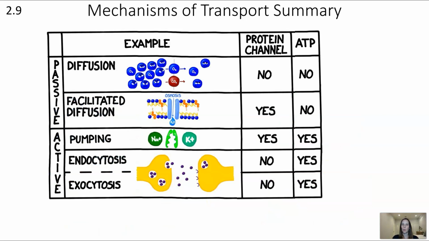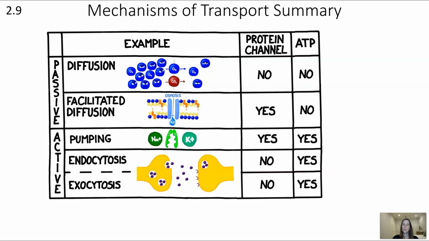So that first diagram is showing simple diffusion. So this is diffusion of nonpolar small molecules that can move directly through the membrane. So for example, oxygen and carbon dioxide are shown here. This does not require a protein channel, and because it's diffusion, it's going from a high concentration to a low concentration. It's going down its concentration gradient. It does not require ATP and is therefore passive.